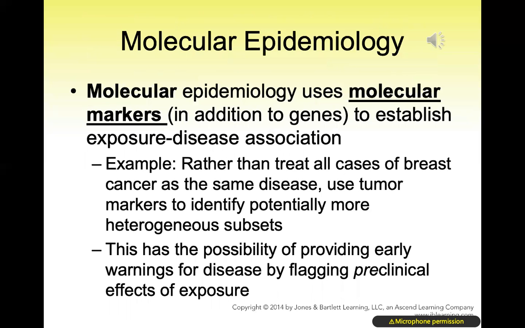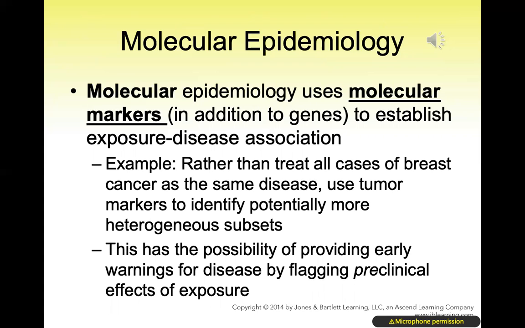So what is the future of this science? One thing that is developing, we're switching a little bit from genetic epidemiology to molecular epidemiology. Molecular epidemiology is looking at even a smaller part of a gene, and that's the molecular marker to establish the association between an exposure and a disease. So as an example here, rather than treat all cases of breast cancer as the same disease, they can use tumor markers to identify potentially more heterogeneous subsets and then to treat them differently.